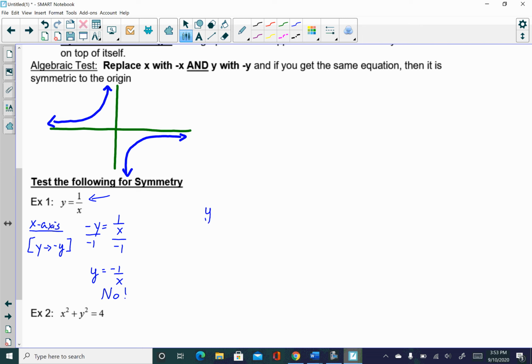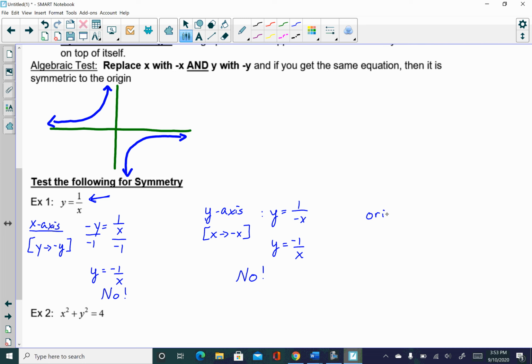Right, now let's move to the y-axis. So remember up top, the test for the y-axis is you replace x with negative x. So go to my function, y equals 1 over negative x. Well, nothing really I can do there. I mean, usually we typically write the negative up top, but still this is not the same as the given function. So again, I'm not symmetric to the y-axis either.